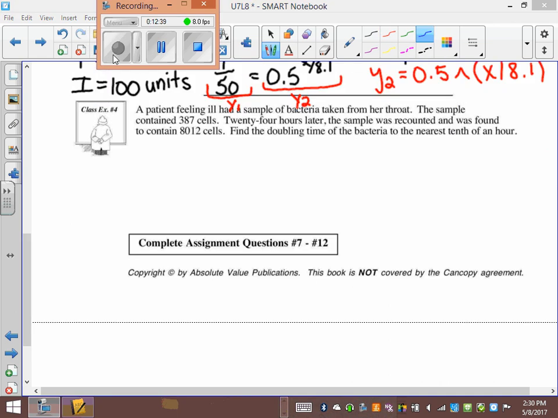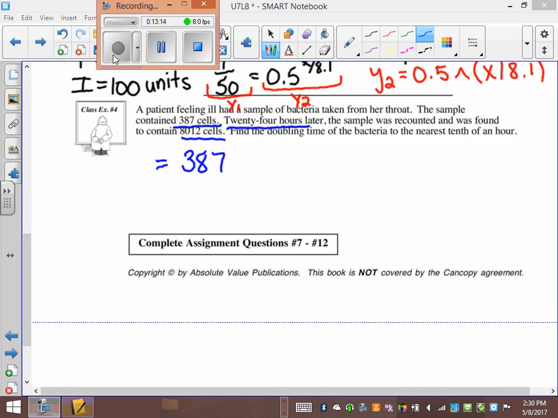A patient feeling ill has a sample of bacteria taken from her throat. The sample contained 387 cells. So that's initial, right? Initially, that's how much they took. So 387 cells. 24 hours later, the sample contained 8,012 cells. So is that time to reach final amount? Or was that the time, how long it took to double, triple, half, whatever? Time to reach final amount.